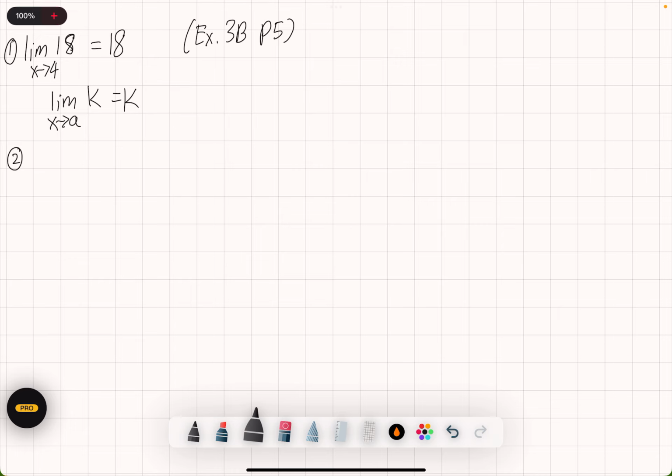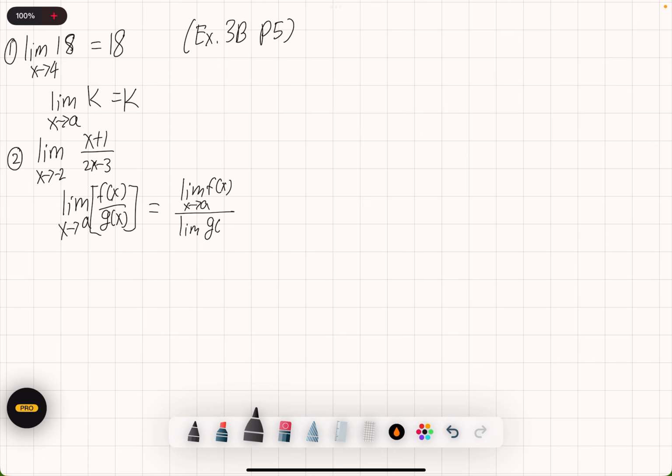Problem 5. And then another example here would be the limit of x plus 1 over 2x minus 3 as x approaches negative 2. We can evaluate this using the property that the limit of f of x over g of x as x approaches a equals the limit of f of x as x approaches a over the limit of g of x as x approaches a, given that g of x is not 0.